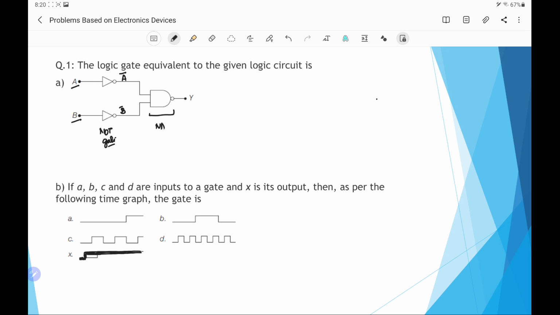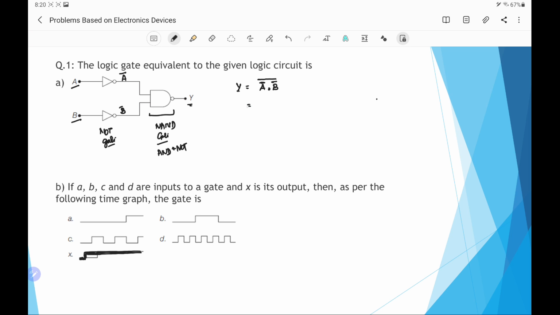And these two outputs of the NOT gates are given at the input of the NAND gate. This is the NAND gate, and the output of the NAND gate is Y. Therefore, we can write Y equal to, with inputs A bar, that is A complement, and B complement. It is the output of an AND gate, and a NAND gate is a combination of an AND gate plus a NOT gate, so we take the complement of this AND. So it is the output of a NAND gate.